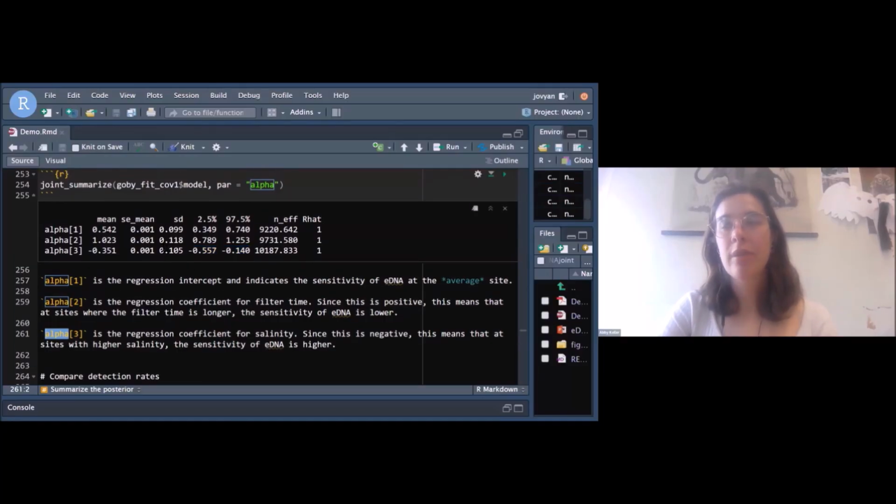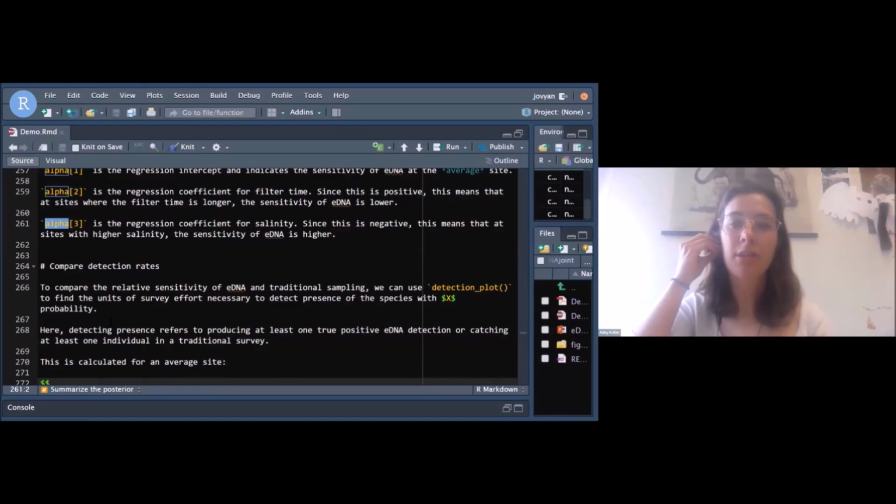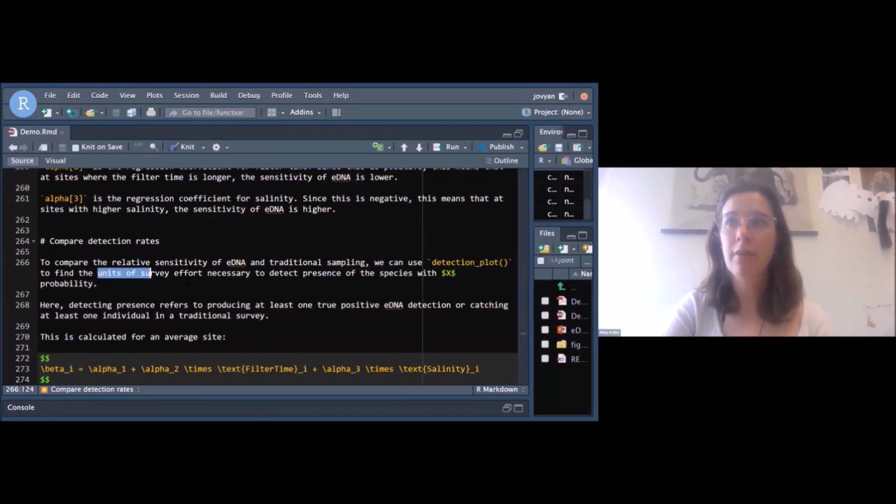So really what's useful here is interpreting the direction of these regression coefficients, but this is still a little bit abstract. There's a few functions in the package that make these comparisons of relative sensitivities a little bit more concrete. One of these is a function called detection plot. This is useful for finding the units of survey effort. By units, I mean the number of water samples, number of traditional samples, that is necessary to detect presence of the species with some probability.